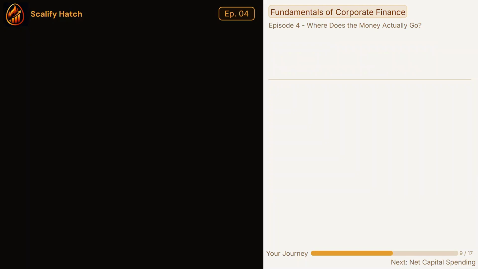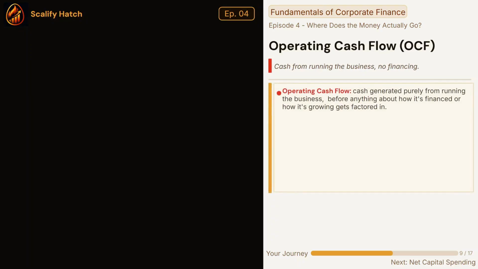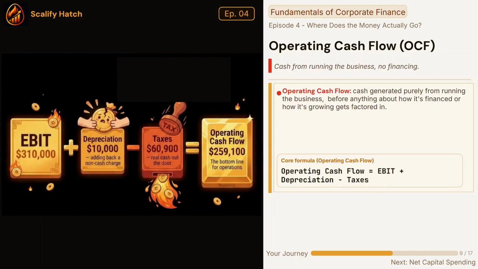Cash flow from assets includes three main things. The first is operating cash flow. Operating cash flow is cash generated purely from running the business, before anything about how it's financed or how it's growing gets factored in. The formula for it is: operating cash flow equals earnings before interest and taxes plus depreciation minus taxes.